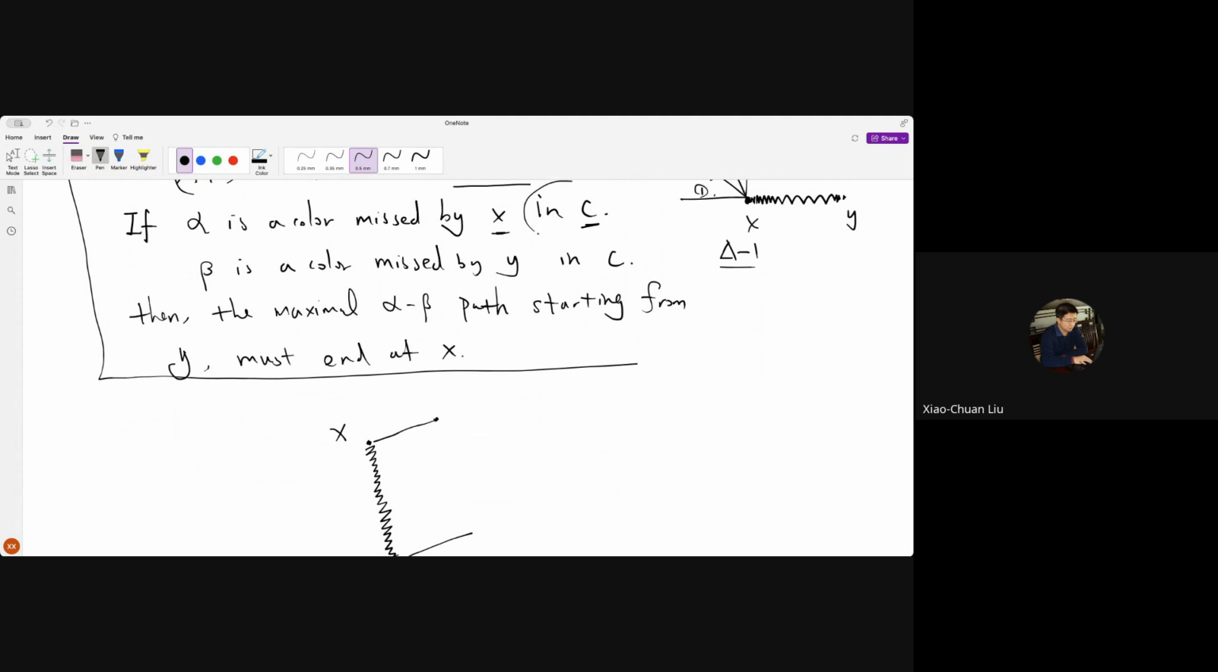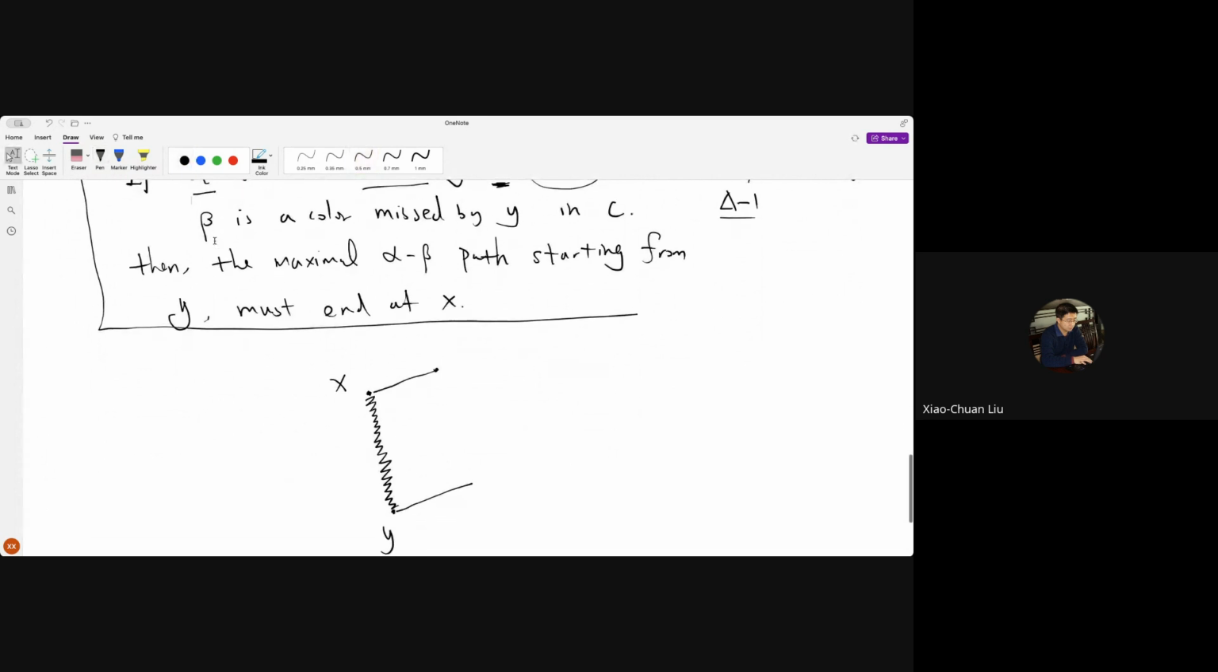In fact, in the coloring C, x misses the color alpha. So it means that x does not use the color alpha. And y does not use the color beta. But y might use color alpha. Let's use the word miss: x misses alpha, y misses beta.